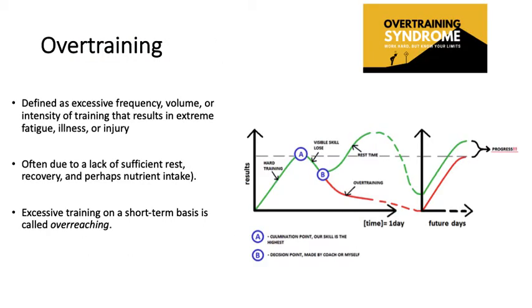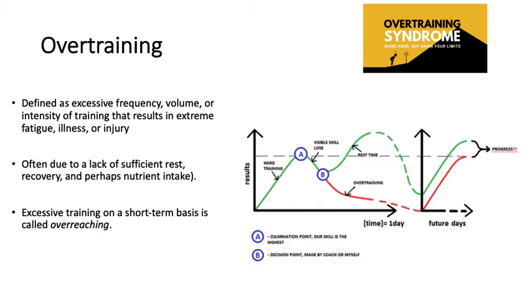Now let's talk about something called overtraining, and this is defined as excessive frequency, volume, or intensity of training that results in extreme fatigue, illness, or injury. The first state is called overreaching, where you've identified that you're extremely tired and that your performance isn't necessarily improving. Overtraining is a chronic state of fatigue, illness, or injury, and it happens because you're just training too much. It's often due to a lack of sufficient rest, recovery, and perhaps nutrient intake. Excessive training on a short-term basis is called overreaching.